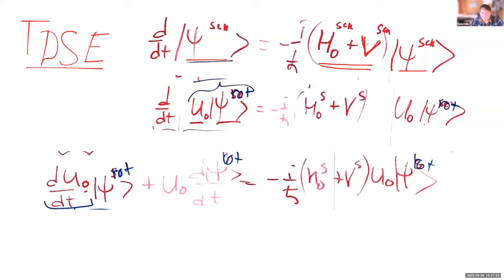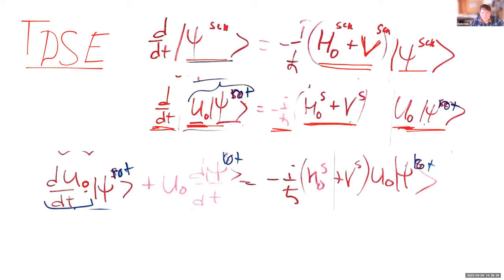Now we perform the transformation from the Schrodinger picture to the rotating frame by plugging the evolution operator in front of the rotating wave function. So here and there. Except for this change, everything is the same. The time derivative is the same, constants are the same, and the Hamiltonian in the Schrodinger picture is the same.